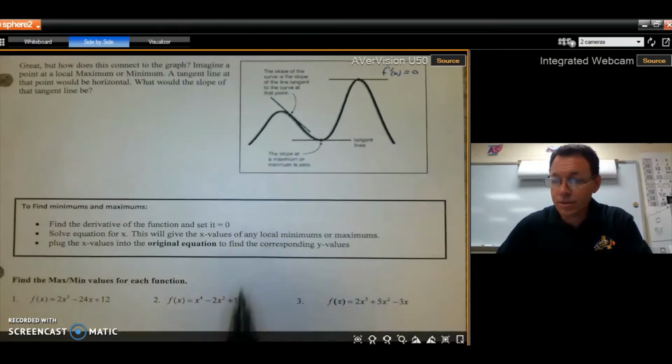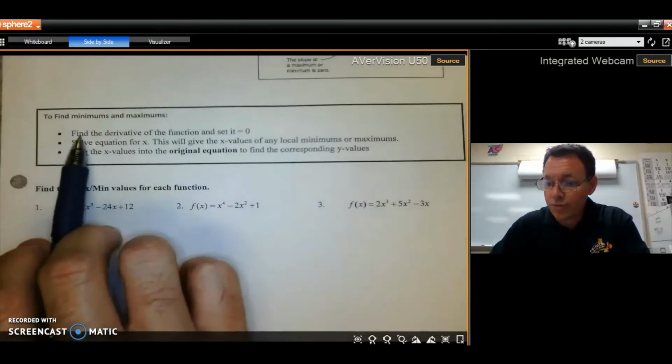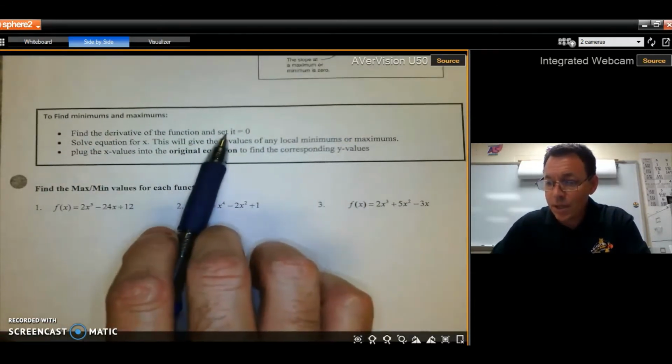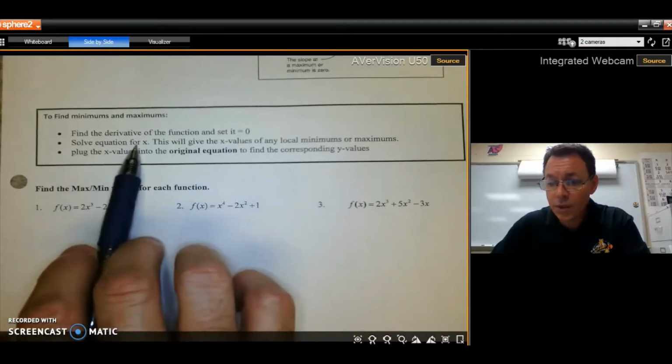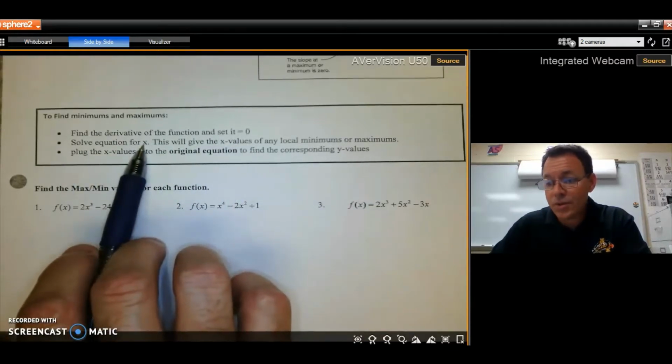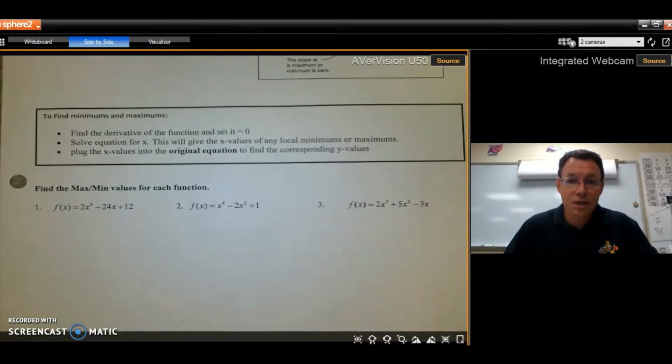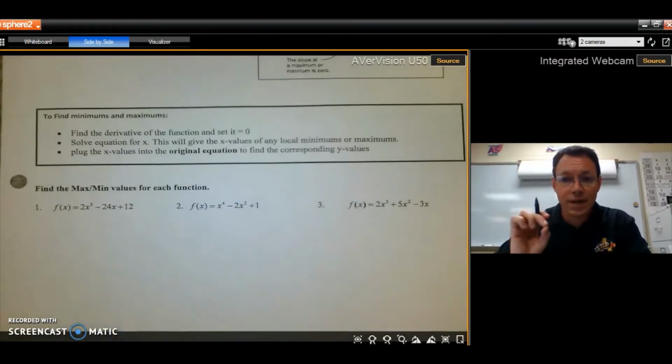Okay? So to find a minimum or a maximum, we're going to find the derivative of the function, and then we're going to set it equal to 0. And then we're going to solve it. Okay? That derivative could be a quadratic. It could be a quadratic that factors nicely. It could be one that doesn't factor nicely, and we have to use the quadratic formula, but we can do that. Okay? And those are going to be our x values where we have local minimums and maximums.